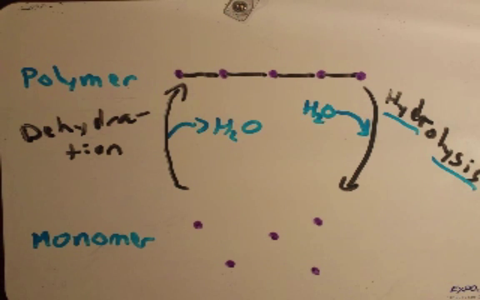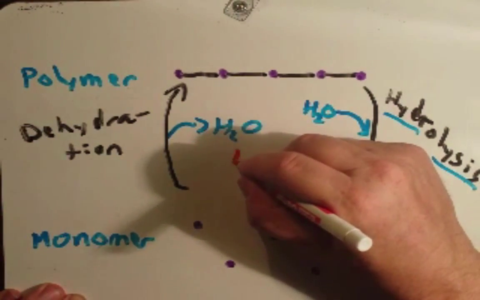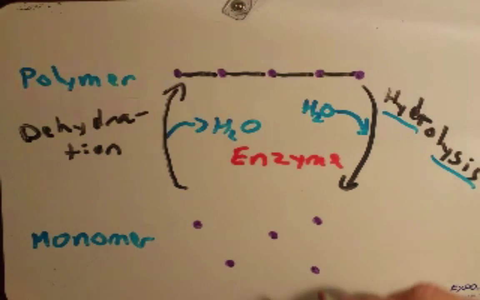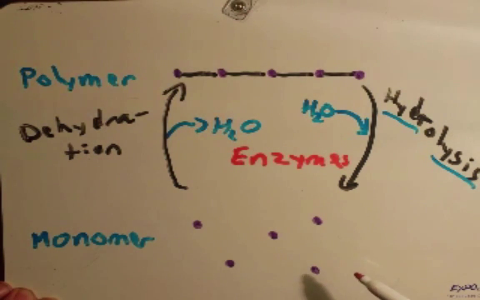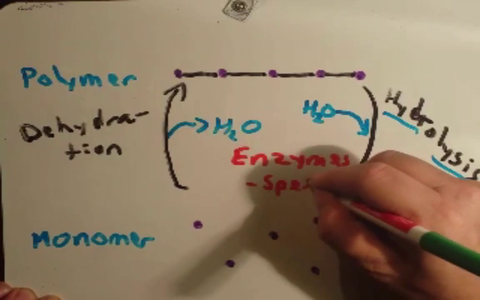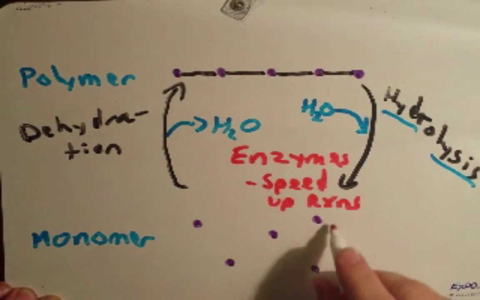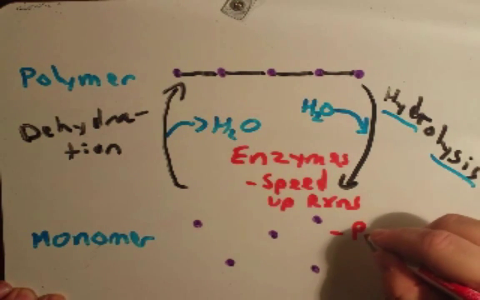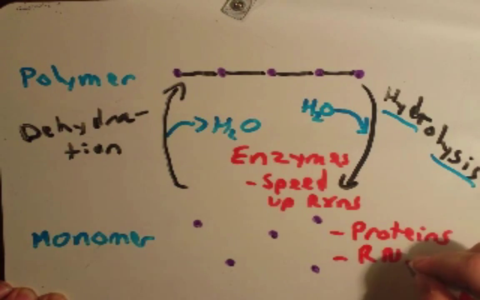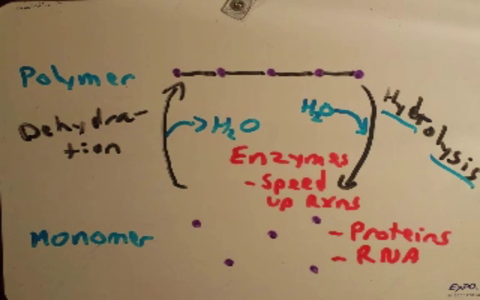Now sometimes these reactions can occur spontaneously, meaning just on their own, but often these reactions, both dehydration and hydrolysis, require a special molecule called an enzyme. We'll talk more about enzymes later, but what you should know about enzymes right now is that they speed up the reactions. Maybe this reaction could occur all by itself, spontaneously, but maybe it would take a really long time to achieve it. Enzymes make this occur faster. So, they speed up reactions. Rxns is just my abbreviation for reactions. And also, something else you should know about enzymes is that they can be proteins, and enzymes can also be RNA molecules.